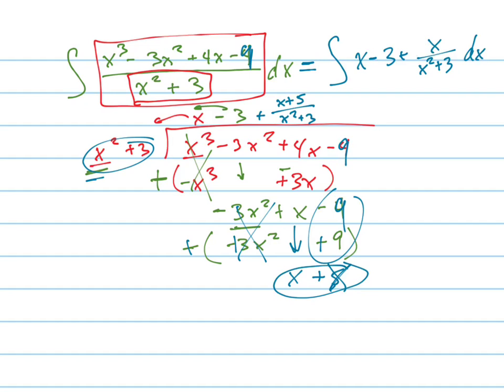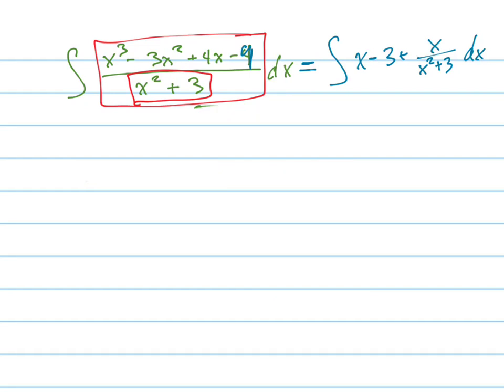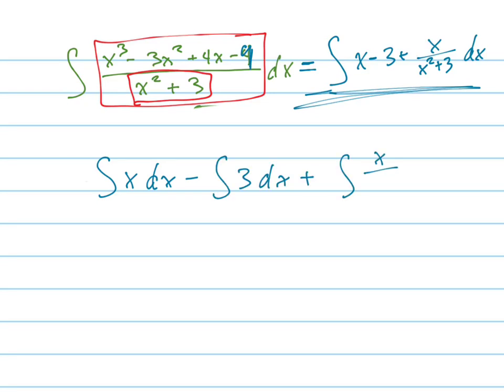So now when I redo this, the whole point of that is now I can rewrite this right here as the integral of x dx minus the integral of 3 dx plus the integral of x over x squared plus 3 dx. I'm breaking it up. That's the point of it. This is just x squared over 2. This is just negative 3x.